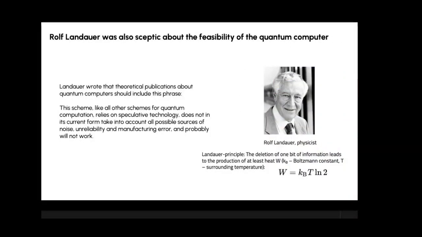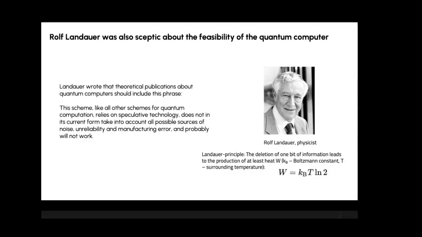Rolf Landauer, a German Jewish physicist who had to flee as a child to the United States, is very famous. He invented the Landauer principle, which says that the deletion of one bit of information leads to the production of at least heat W = kB T ln 2, where kB is the Boltzmann constant and T the surrounding temperature. The Boltzmann constant is very small, but still the Boltzmann constant multiplied by the temperature expressed in Kelvin multiplied by the logarithm of 2 is the energy that you need to delete a bit of information. And so the slogan: information is physical. He showed that not only the production, but also the deletion of information needs energy.